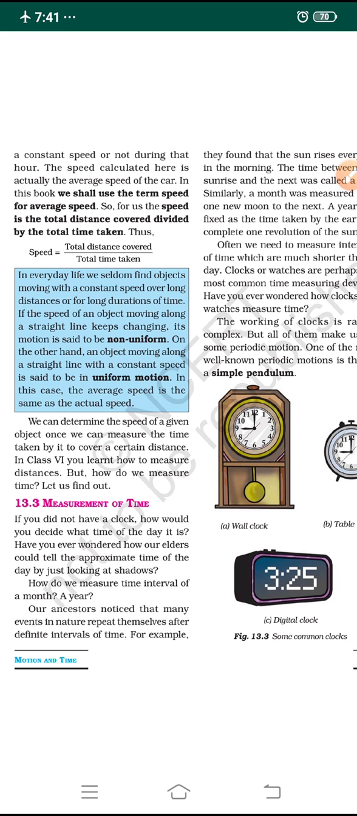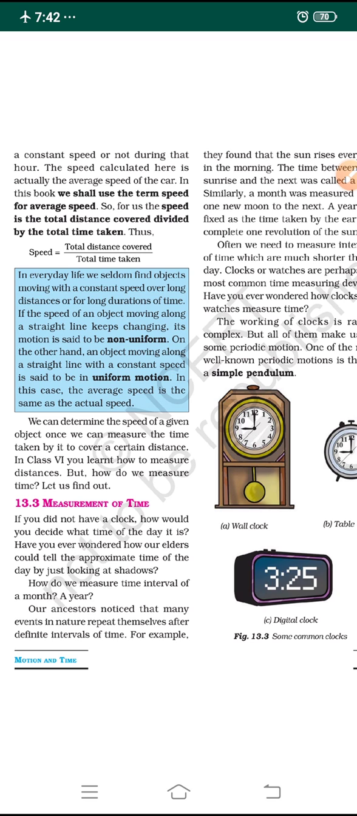So whatever speed we are calculating here is actually the average speed of the car. In this book we study the concept of average speed. For us, speed is the total distance covered by the object divided by the total time taken. Speed is equal to total distance covered divided by the time taken to cover that distance.